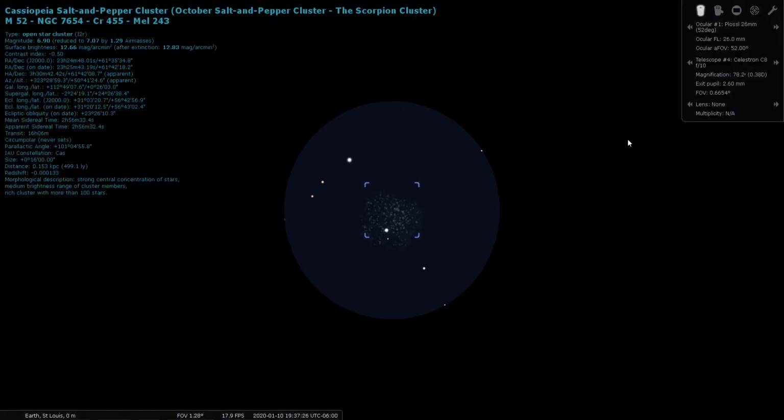Now through the eyepiece, M52 looks pretty nice. This is simulating a 26 millimeter eyepiece. M52 is 500 light years from Earth. It's magnitude 7. Easily accessible deep sky object even from the suburbs.